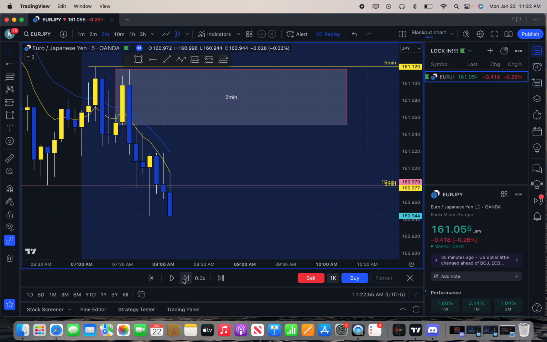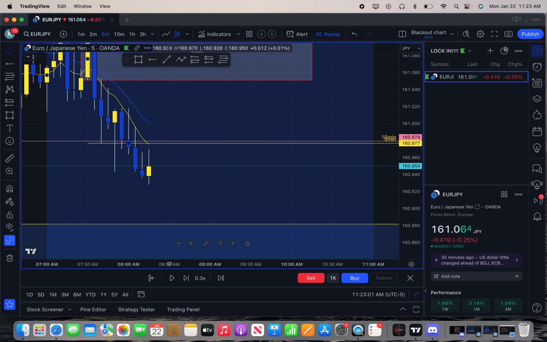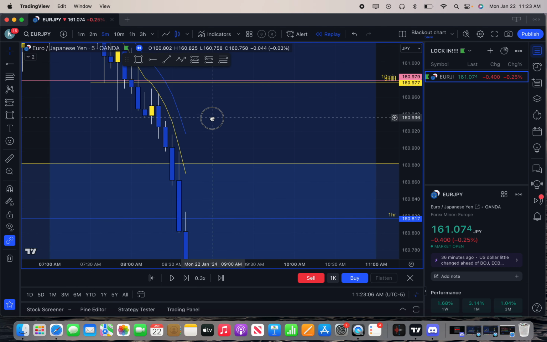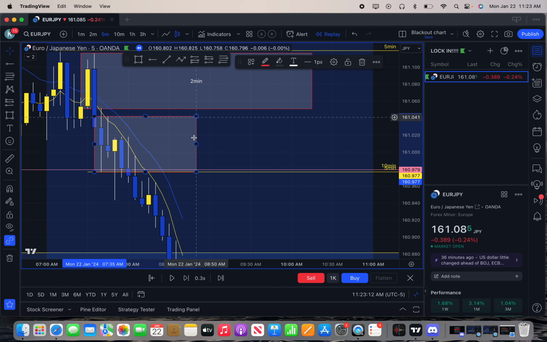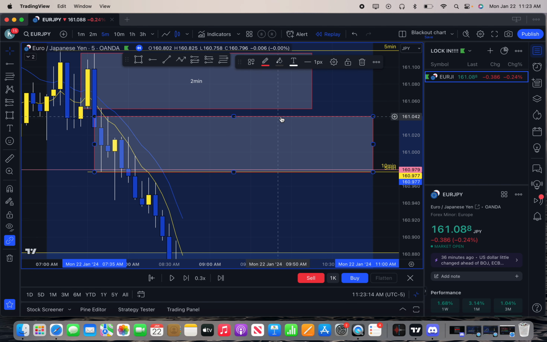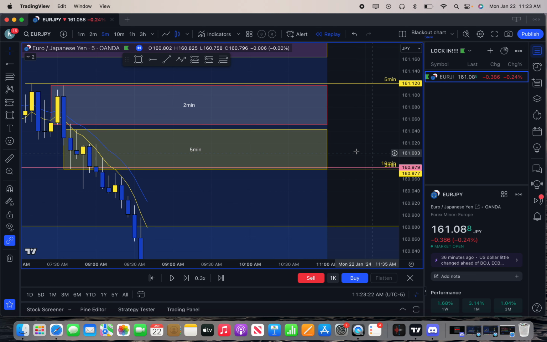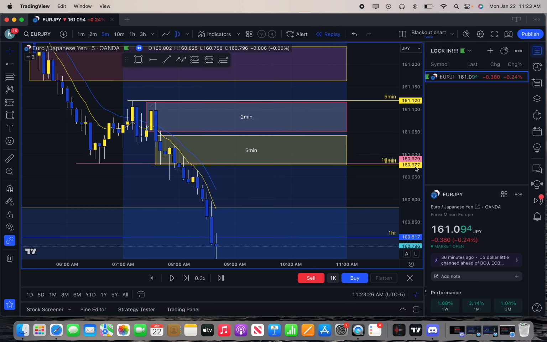Do we get a second candle push? Yes, we do. Let's see how far price goes down before retracing. So price pushed pretty far. So we're going to go ahead and draw our zone from here up to here where it retraced. So this is our 5-minute zone. And we're going to leave this 2-minute for right now, just because price can still wick past here and then get off this 2-minute zone.